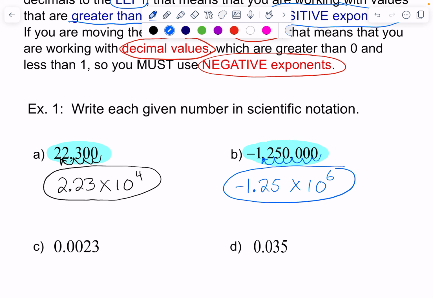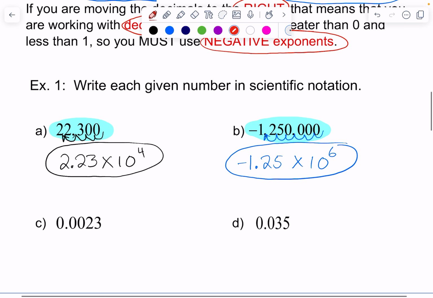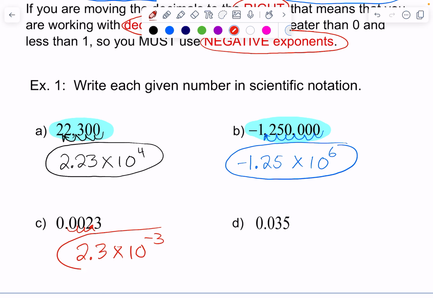Okay. Now, how about when we have decimal values? I've got 0.0023. This is a value greater than 0 but less than 1. It's a decimal. So when I create my value between 1 and 10, I'm going to use negative exponents. I'm going to go 1, 2, 3 to the right. That is 2.3 times 10 to the negative 3rd power.